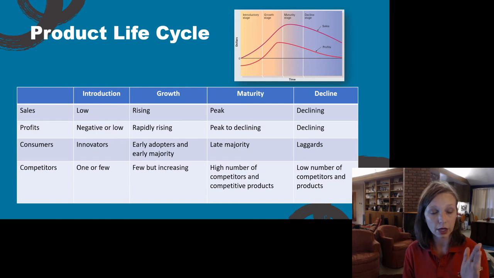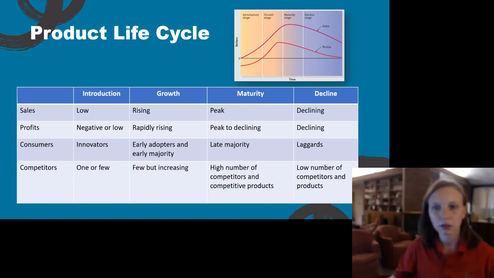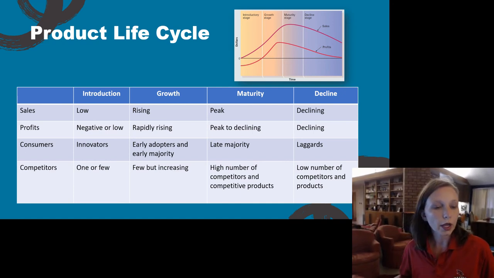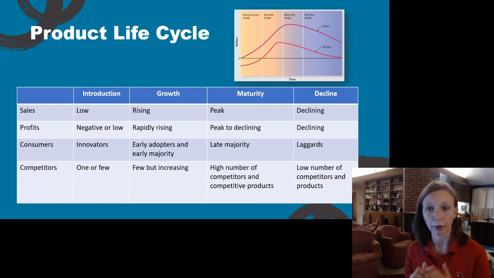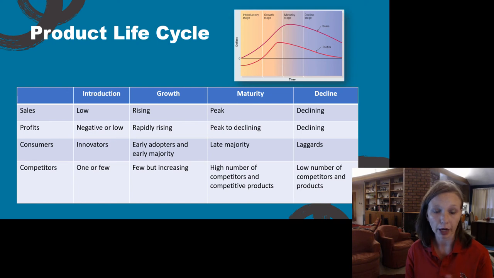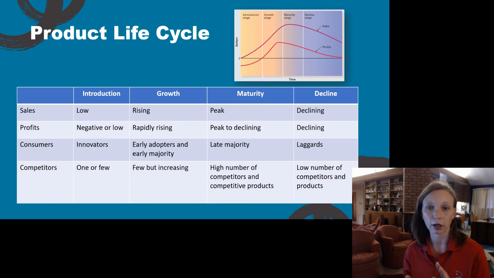Then as we enter the growth stage, sales are going to be rising, profits are going to be rising. We're going to start seeing purchases from early adopters and the early majority. And competitors, because it's an attractive market, are going to start entering the market. Once we enter maturity, sales are at their highest. Profits are also at their highest and then start to decline because we get into competitive pricing. There are going to be a lot more competitors and a lot more products entering the market. As we get later in the maturity stage, consumers are going to be the late majority.